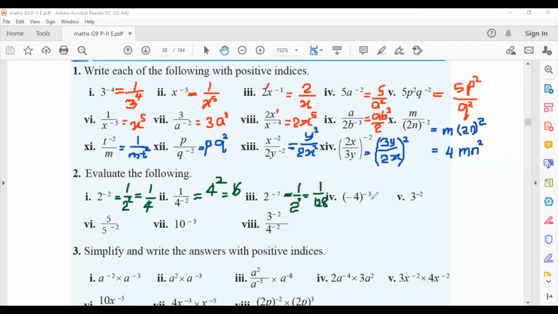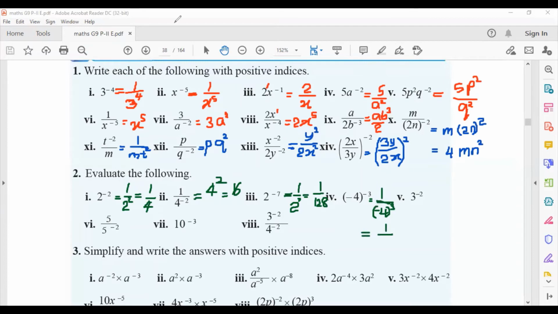Let's do the fourth question. Negative 4 to the power negative 3. It should be converted into a positive power by taking it into the denominator place. Negative 4 is the base. Don't change the base, but you should change the index. It should be converted into positive. Now it is 1 upon negative 4 to the power 3. It is equal to 1 upon negative 4 to the power 3.